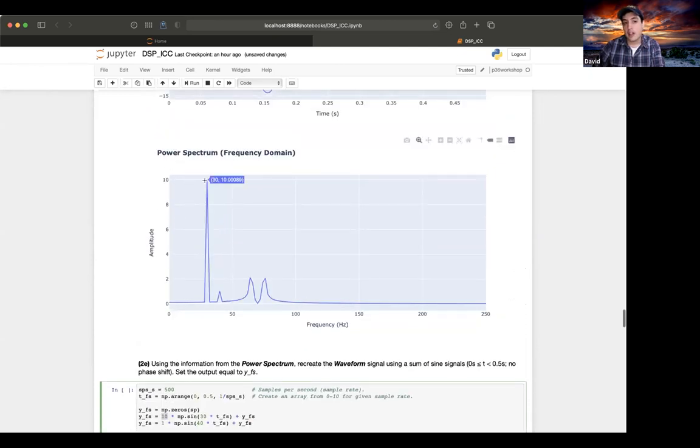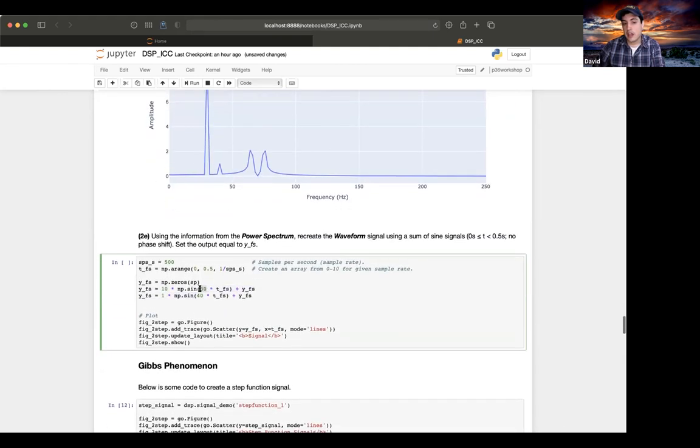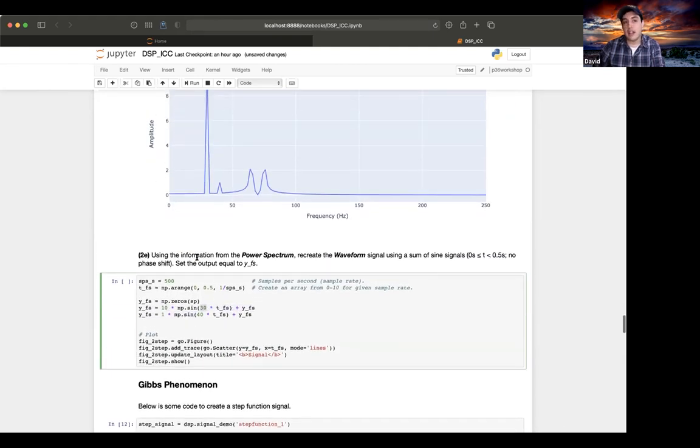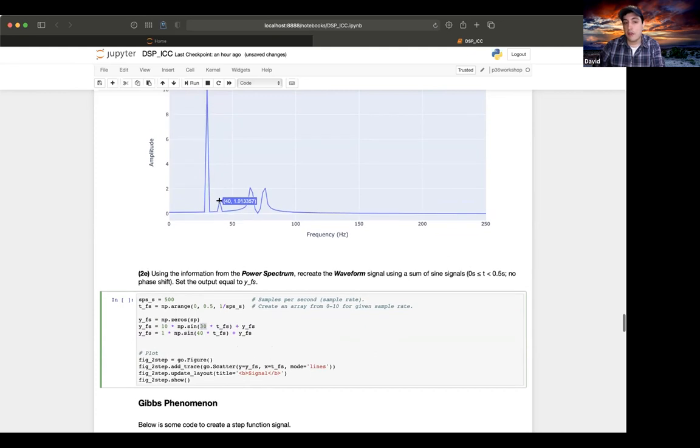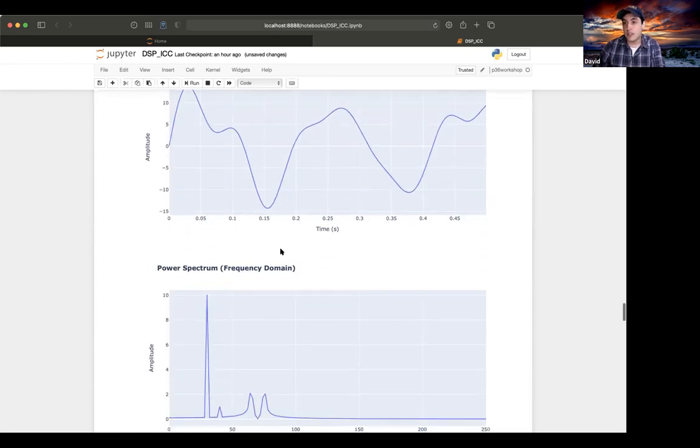That's grads from here, and it's at a frequency 30, so 30 hertz. So I just put 30, and then I add it to the next one. And then the next signal, amplitude of 1, frequency of 40. And you can build upon that, and let me know if you are able to reconstruct that signal here once you add those four sines.